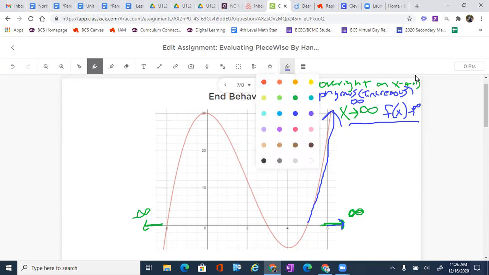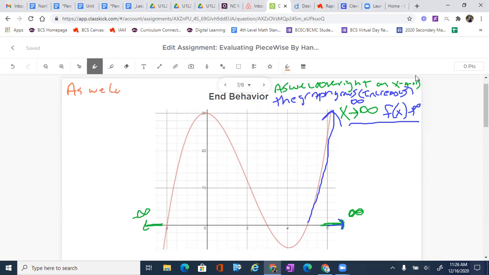Well, then we go to the other side and we say, now what we need to do is look left. So as we look left on the x-axis, okay? And how we write that is simple. We just say as x approaches negative infinity. And all we're saying is as we look to the left, right down in that direction, what is happening to the graph? Well, as we look left, notice that the graph is moving down and it is decreasing. And what we would say is, well, that means f of x is going towards negative infinity, okay?